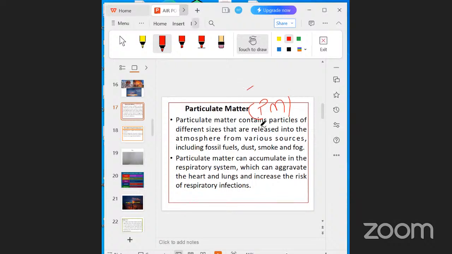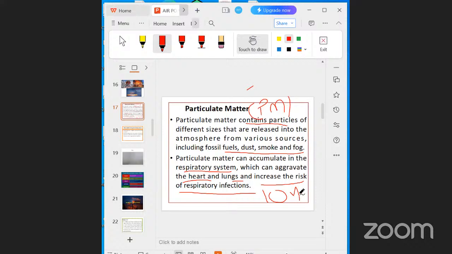You see here, particulate matter contains particles of different sizes that are released into the atmosphere from various sources, including fossil fuels, dust, smoke, and fog. The particulate matter can accumulate in the respiratory system, which can aggravate the heart and lungs and increase the risk of respiratory infections, right? Particulate matter is classified according to the diameter of the particles. The health effects of particulate matter are mostly due to particles that are less than 10 micrometers in diameter.